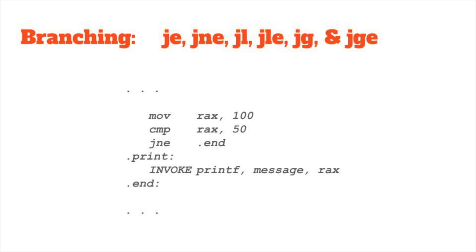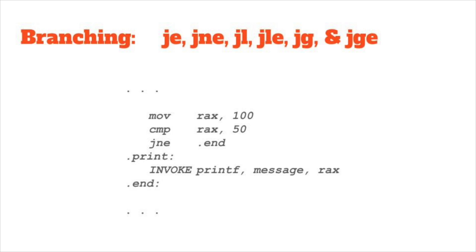So here, the print and the end, these are the labels. You see we set RAX to 100, and JNE is jump if not equal to. Because they're not equal to each other, we will skip this print function completely, and we'll just go to the end. That's basically how they work.